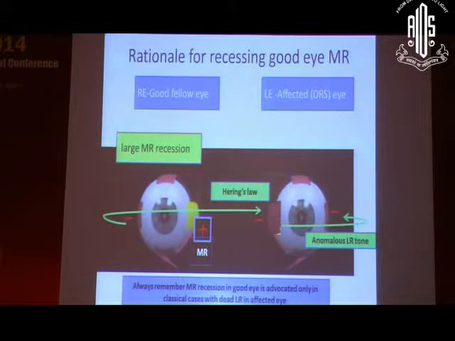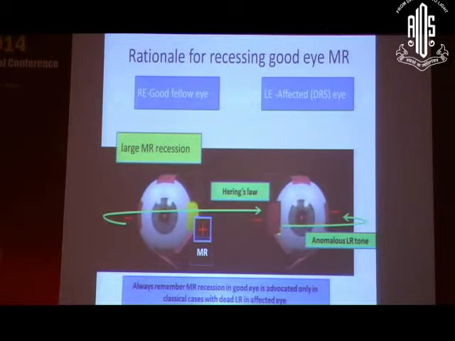So now the question is, why can the good eye be operated? What is the rationale behind it? When the good eye MR is recessed, the fixation unit of the good eye will give extra stimulus to the medial rectus. Now, by Sherrington's law, the LR will be inhibited. The good eye LR will be inhibited, and by Hering's law, it will give less supply to the medial rectus. Now when the medial rectus is getting lesser supply, the anomalous LR tone which is going to the lateral rectus of the DRS eye will be inhibited. So thereby the anomalous LR tone in totality will be decreased.